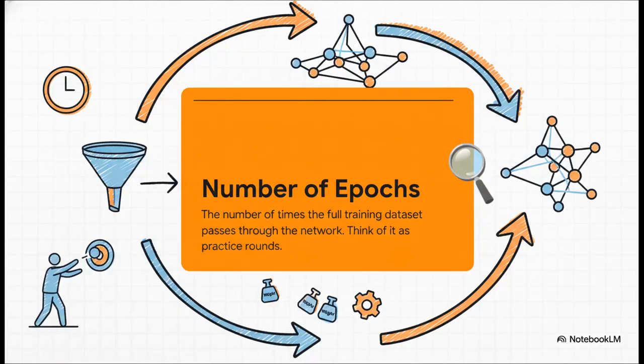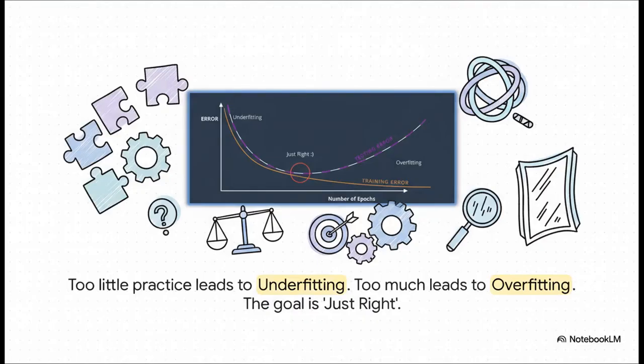All right, another key dial is the number of epochs. This one's actually pretty simple to get your head around. One epoch is just one complete run-through of the entire training dataset. So you can just think of it as one full practice round for the model. But here's the catch. More practice isn't always a good thing.